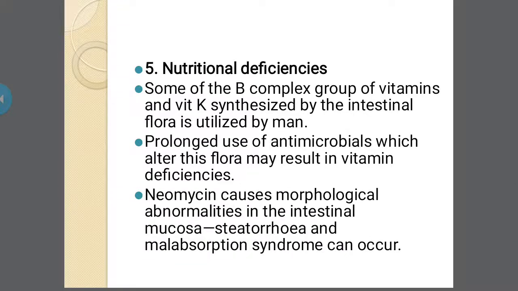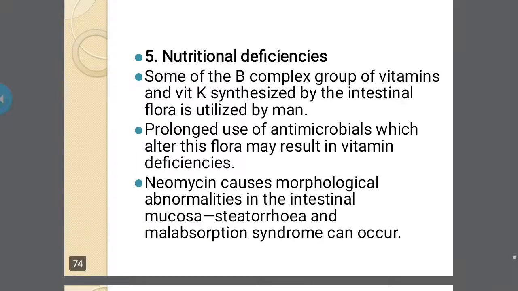Some of the B complex group vitamins and vitamin K are synthesized by the intestinal flora, and if it is suppressed due to prolonged use of a broad spectrum drug, then this vitamin deficiency can happen. So there can be development of vitamin K deficiency and vitamin B12 deficiency mainly. So neomycin can cause morphological abnormalities in the intestinal mucosa. Steatorrhea, malabsorption syndrome can occur. So neomycin is an aminoglycoside. It can cause malabsorption syndrome, and it can cause decreased absorption of the water-soluble vitamins.